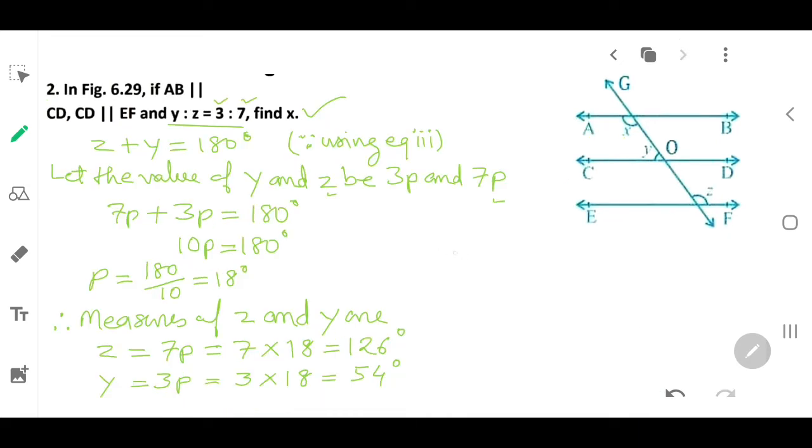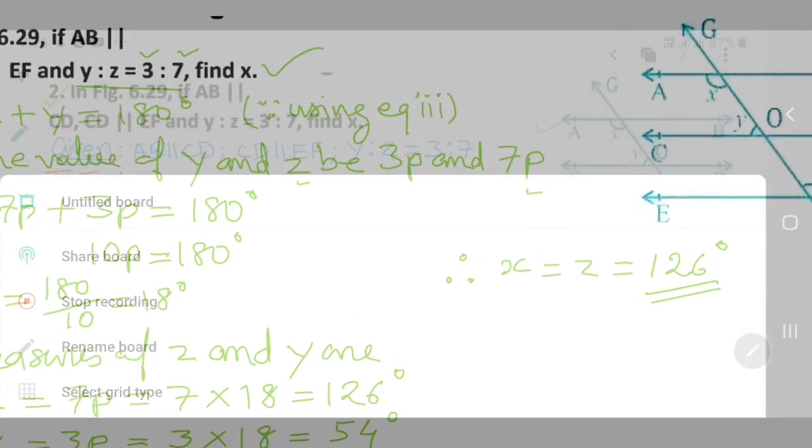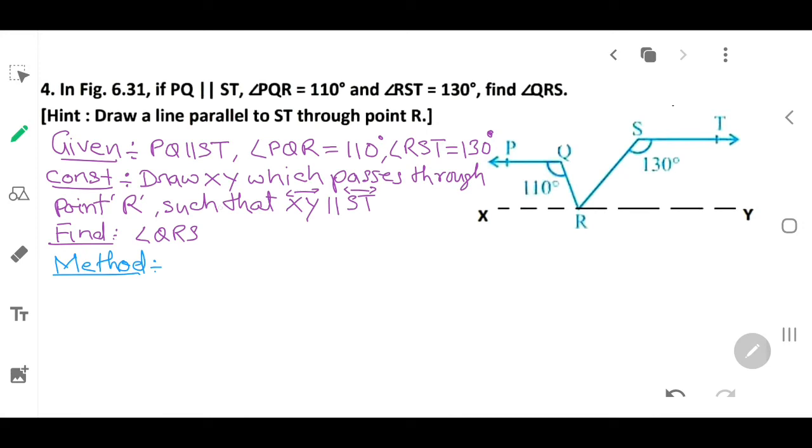So you can write here, therefore x is equal to z, okay, and that is equal to 126 degree. So this will be your answer. Let's solve number 4. In figure, PQ is parallel to ST. So you see here PQ and ST are both parallel, that is given to you. Correct?